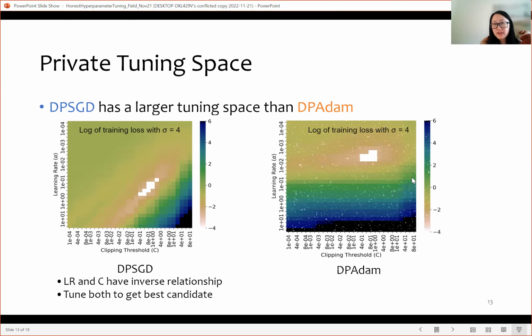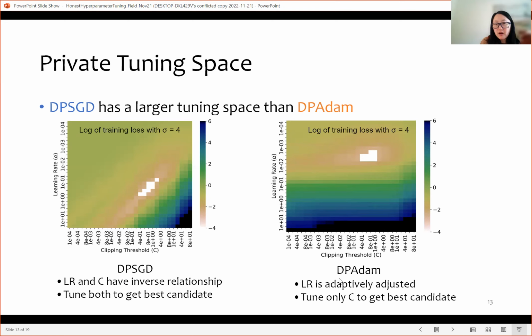On the other hand, for DPAdam, right, we can just tune along the clipping threshold, and then the learning rate can be adaptively adjusted, right? And this is a very interesting behavior for DPAdam, which is an adaptive optimizer. So when we just simply tune over the clipping threshold, we can get the best candidate without tuning the learning rate for DPAdam.